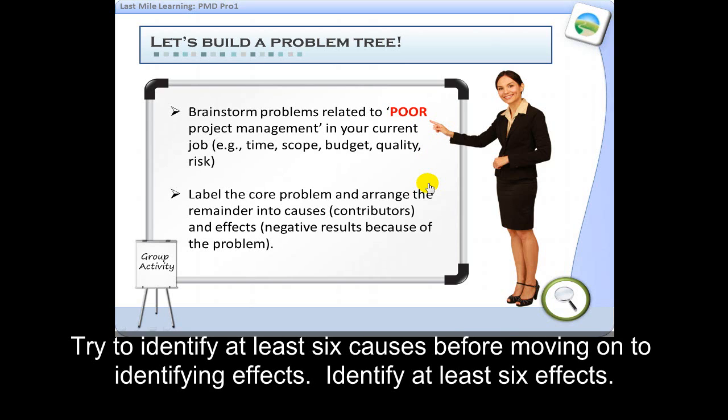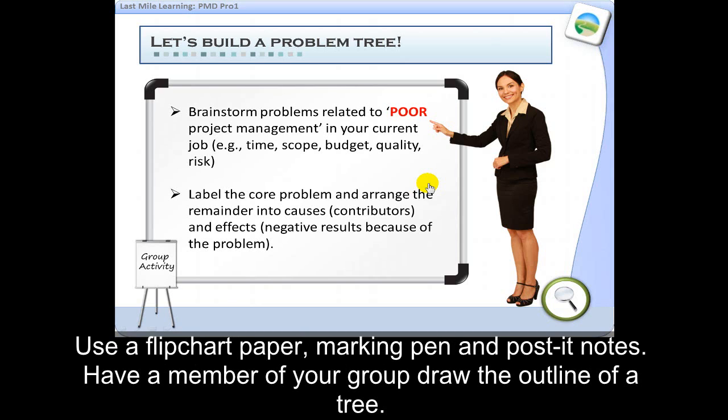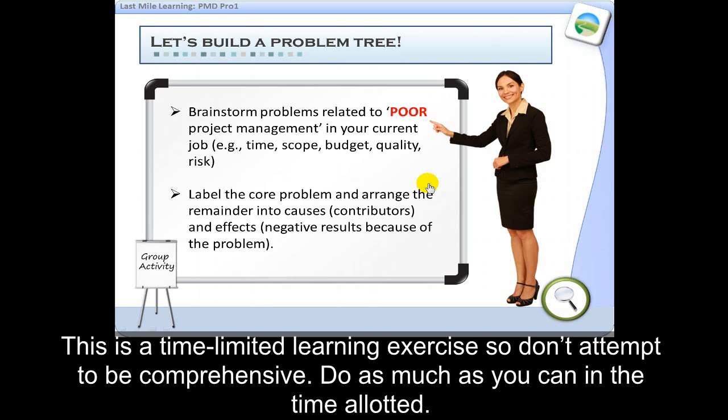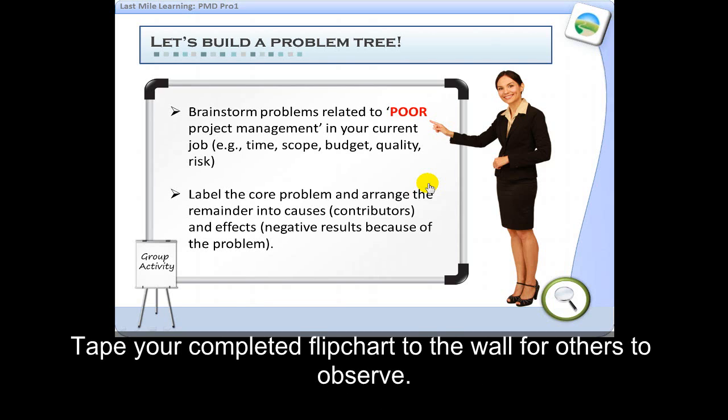Try to identify at least 6 causes before moving on to identifying effects, and then identify at least 6 effects. Remember, this is a time-limited learning exercise, so don't attempt to be comprehensive. Do as much as you can in the time allocated.